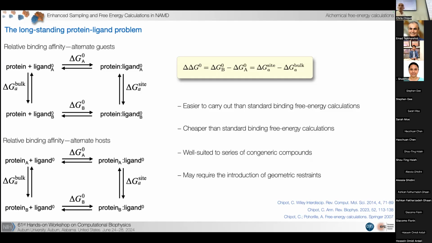from an alchemical perspective, is we transform the ligand in the bulk state. So in the absence of the protein, because the protein doesn't change on the left-hand side. So you can just have a simulation with only the ligand, and you transform the ligand from A to B. And here on the right-hand side, you do the same thing, but in the presence of the protein, in the binding pocket, which means that you need to have the binding pose of the ligand bound to the protein.